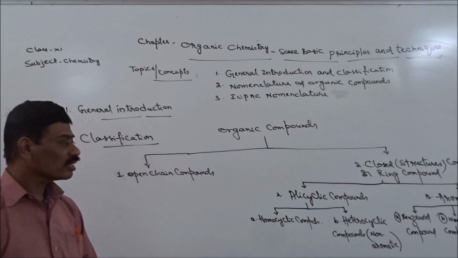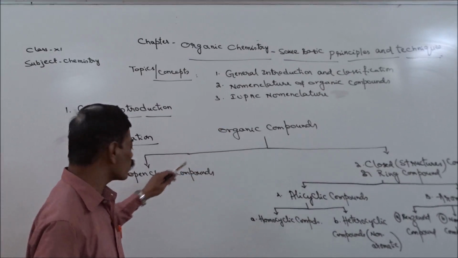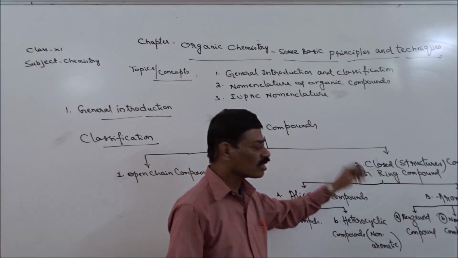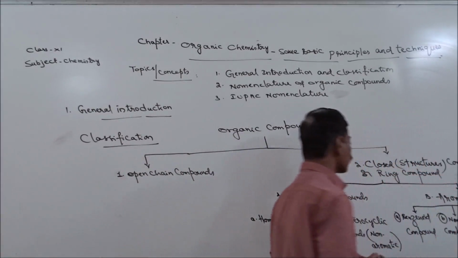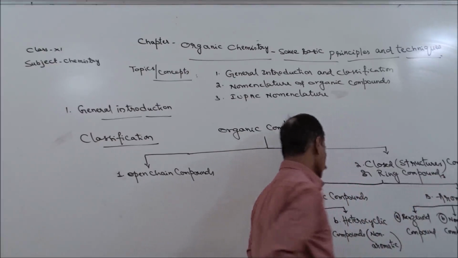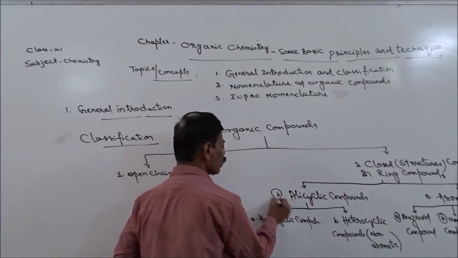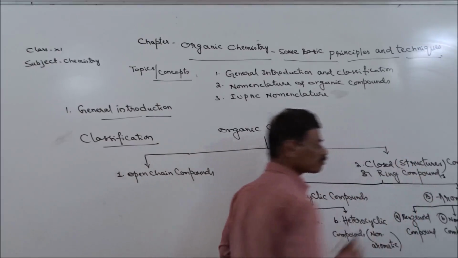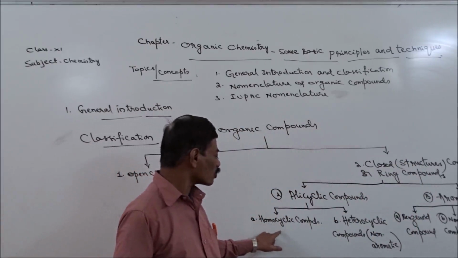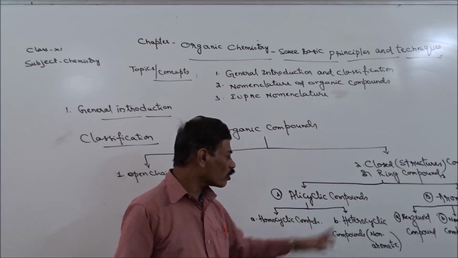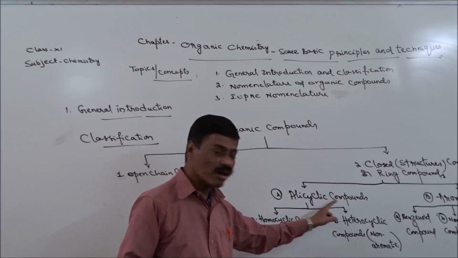Right? That's about the division of organic compounds. So organic compounds are mainly divided into two types: open chain compounds and ring compounds, or closed structures. Right? And these closed structures or ring compounds are divided into two types. Again, they are alicyclic compounds and then aromatic compounds. And these alicyclic compounds are divided into two types, namely homocyclic compounds, number two heterocyclic compounds. And these heterocyclic compounds are alicyclic type or non-aromatic.